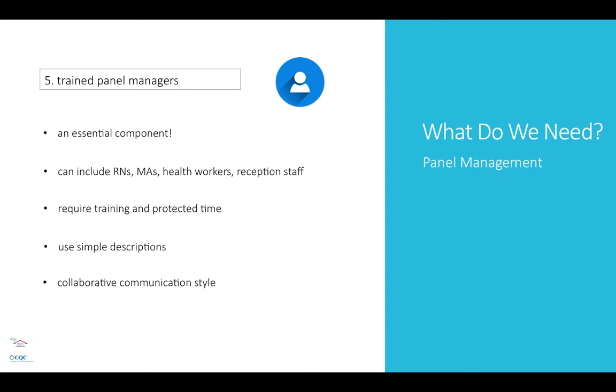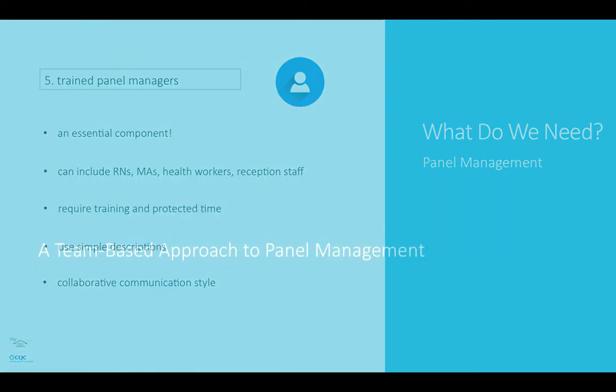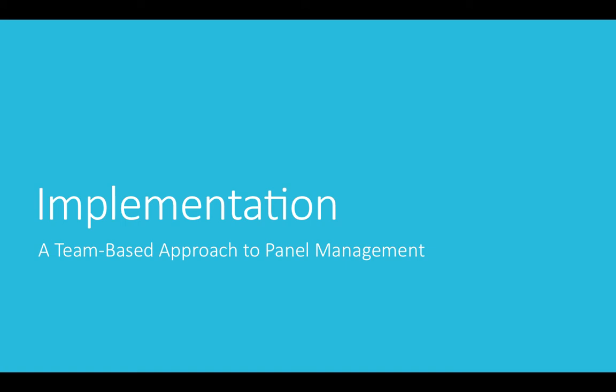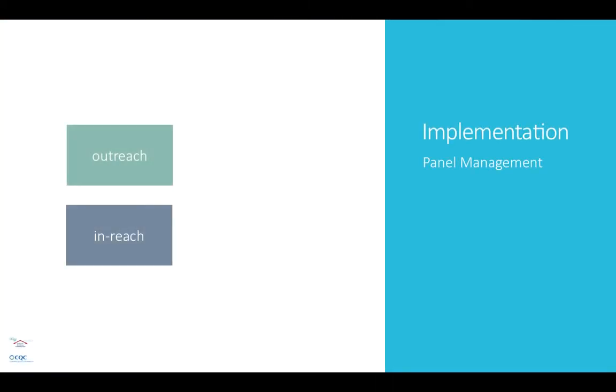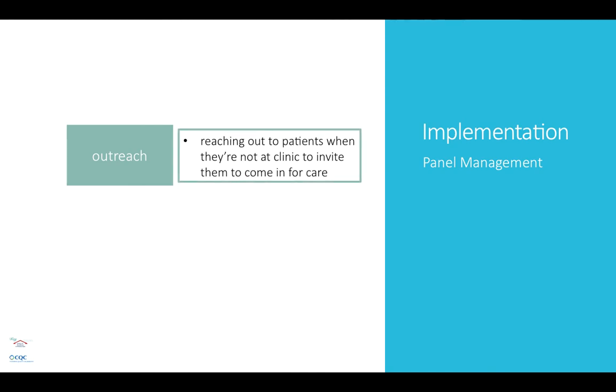Panel management can be conducted through what we call outreach or inreach. Outreach means reaching out to patients when they are not at clinic and inviting them to come in for care. Outreach is difficult without a registry that has a list of all the patients with their up-to-date clinical information. With a registry, panel managers generate lists of patients with care gaps and perform mailings, phone calls, or email messages asking patients to close their care gaps.